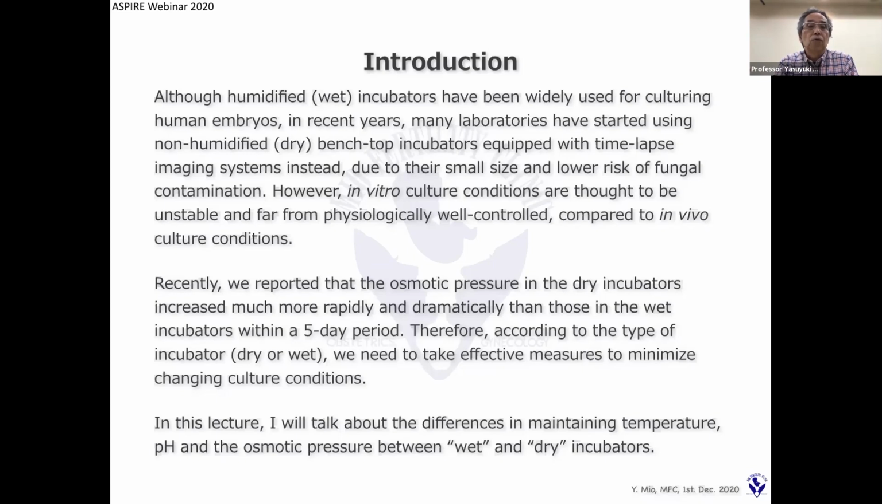Therefore, according to the type of incubator, dry or wet, we need to take effective measures to minimize changes in culture conditions. In this lecture, I'll talk about the differences in maintaining temperature, pH, and osmotic pressure between wet and dry incubators.